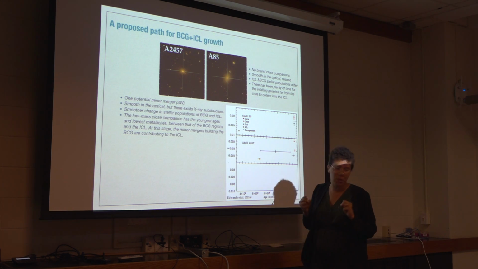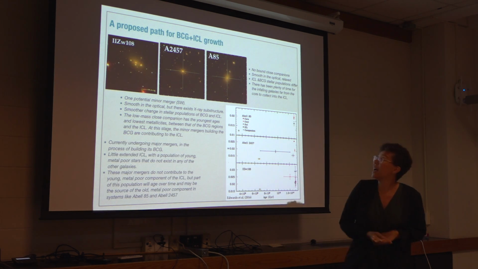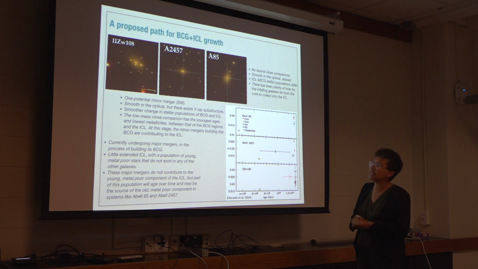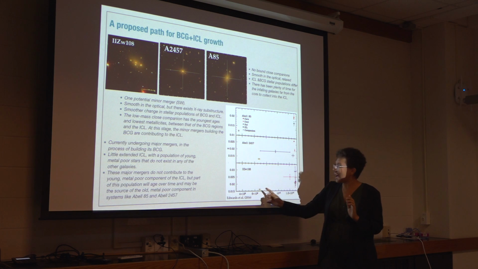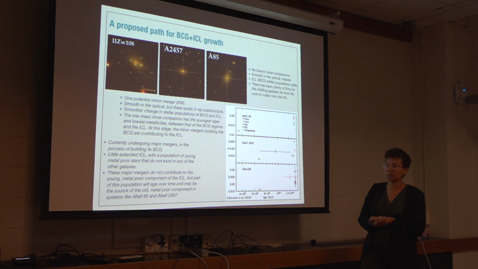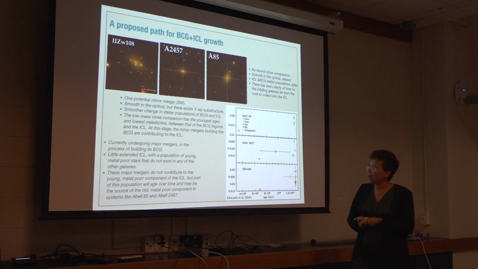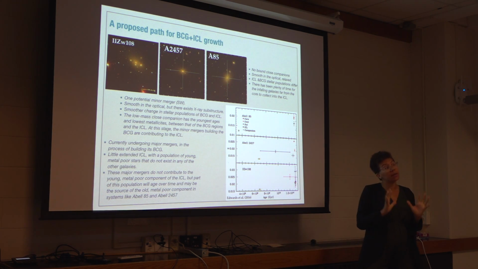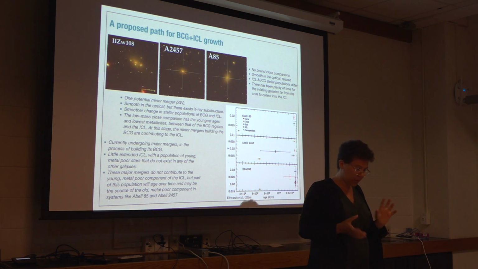At this stage, minor mergers are building the BCG and contributing to the ICL. Final one, IIZW 108. Currently, this system is undergoing major mergers. It's in the process of building its BCG. There's little extended ICL, and the ICL that it does have has a population of young metal poor stars that don't exist in the other galaxies. These major mergers are not going to contribute to a young metal poor component of the ICL, but part of this population will age over time and will probably contribute to an old metal poor component. That's something that's common that we see in the ICL of our sample.